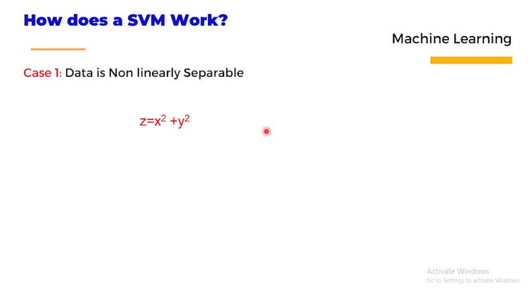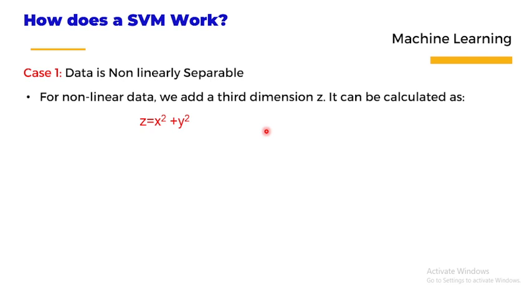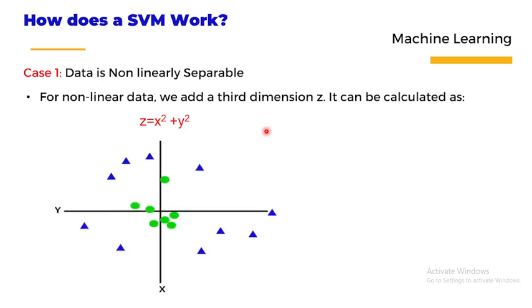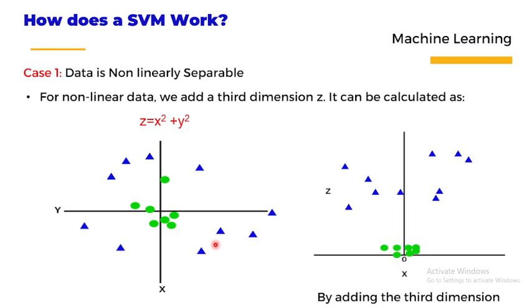Now understand the second case, that is case 2. In case 2 the data is non-linearly separable. So you can see if the data is non-linear, we cannot draw a single straight line. So for non-linear data we add a third dimension, that is the z dimension, and that is calculated with the help of this equation: z equals x squared plus y squared. So after adding the third dimension, our data points look like this.